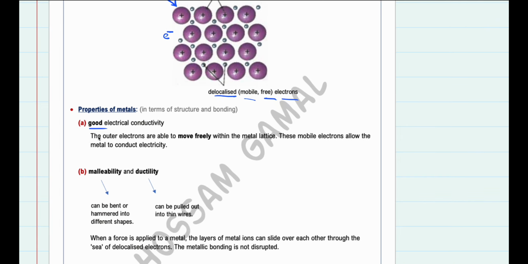Metals are good conductors of electricity, because of having free delocalized electrons that can move through the structure. Metals are malleable and ductile. Malleability is defined as the ability of being hammered or bent without being broken. Ductility is the ability to be pulled out into thin wires. When force is applied to a metal, layers can slide over each other without disrupting the metallic bonding, because even if the spheres of the cations slide over each other, you still have the sea of electrons in between, and the electrostatic attraction between them still exists. So the metallic bonding is not disrupted.